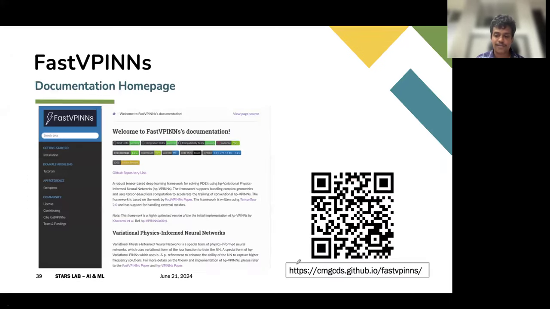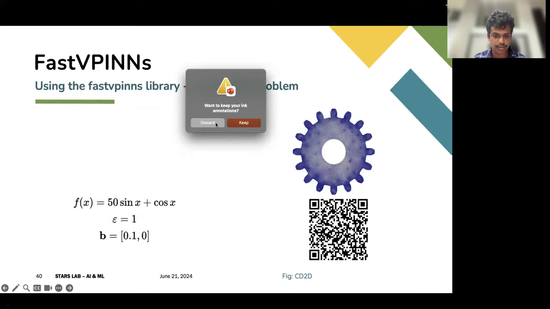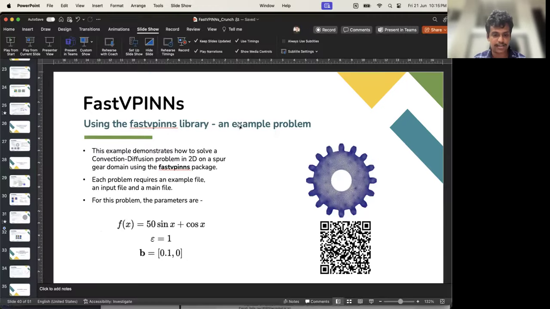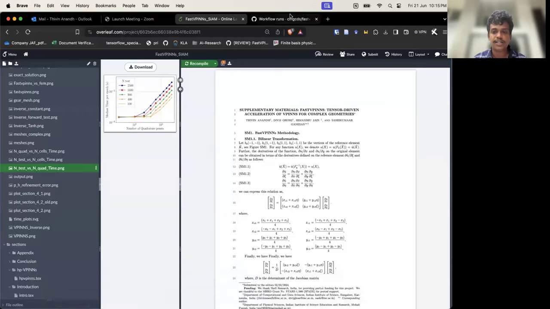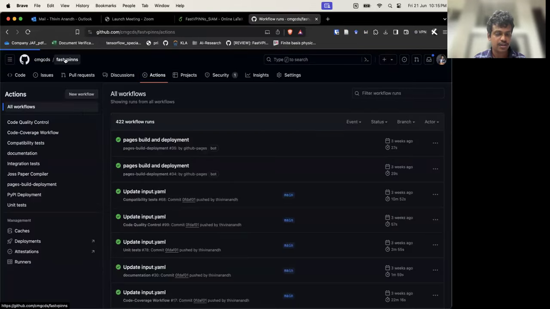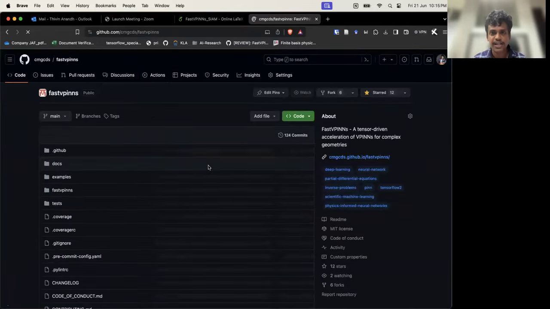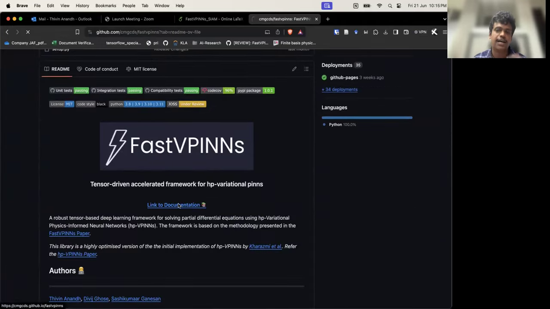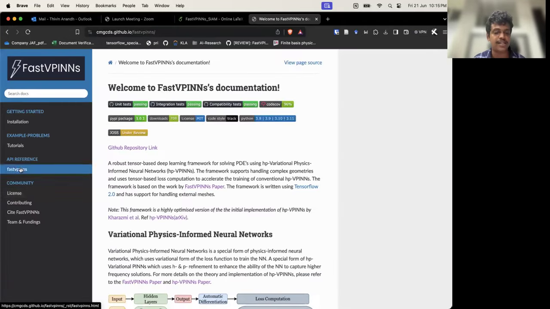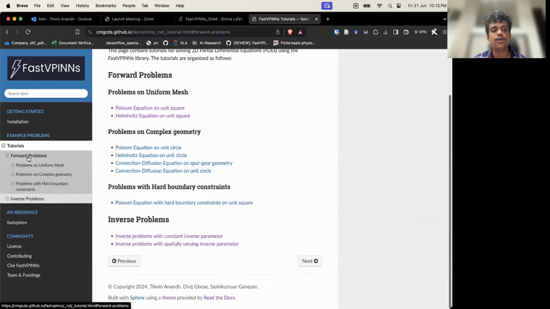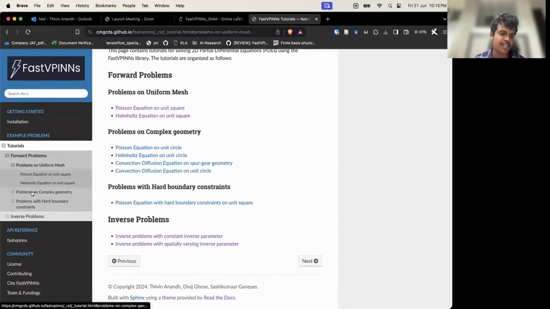Okay, so that's where we show our documentation. Let me quickly show you the documentation page of our library. Whatever examples we have put in the paper are available here for people to run, including the complex geometry.